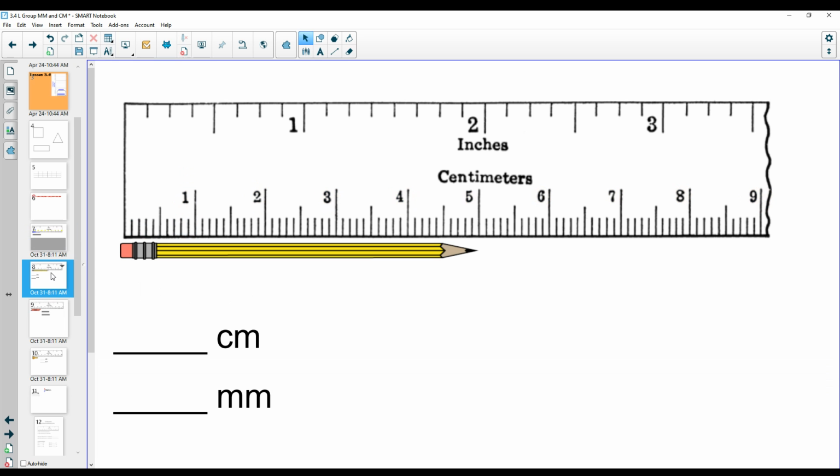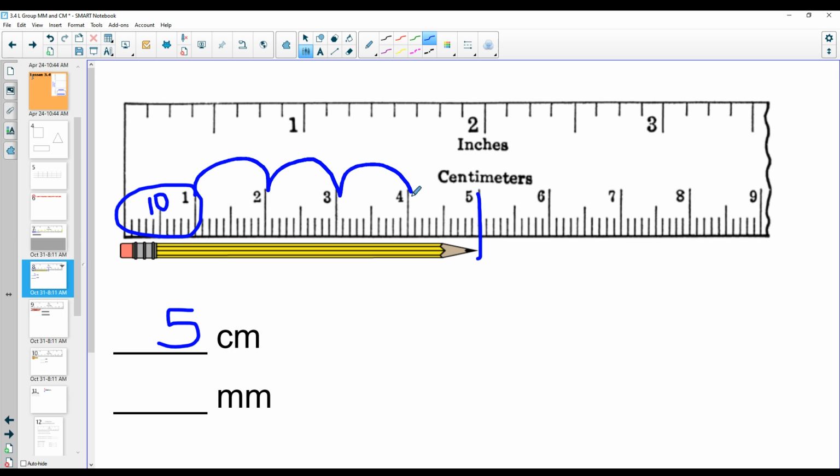So we are going to measure this pencil. The first thing we're going to do is measure in centimeters. So look, in centimeters, I go down and it's about 5. Now millimeters, I do not want to count each one of these little lines. That would take a lot of time. We know that 1 centimeter equals 10, so we can use our pattern. 10, 20, 30, 40. This would be 50 millimeters.